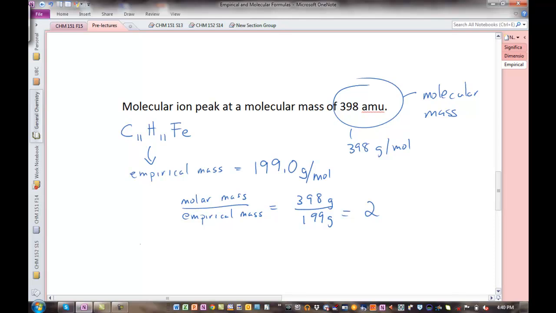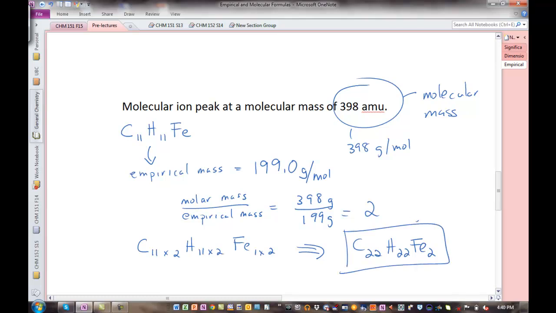So what that means is that our molecular formula is double the empirical formula. We double each of the subscripts. And so we end up with C22H22Fe2 for our molecular formula. That's pretty cool, huh?